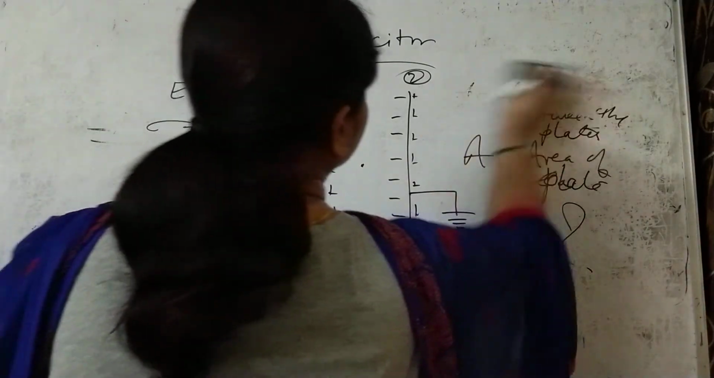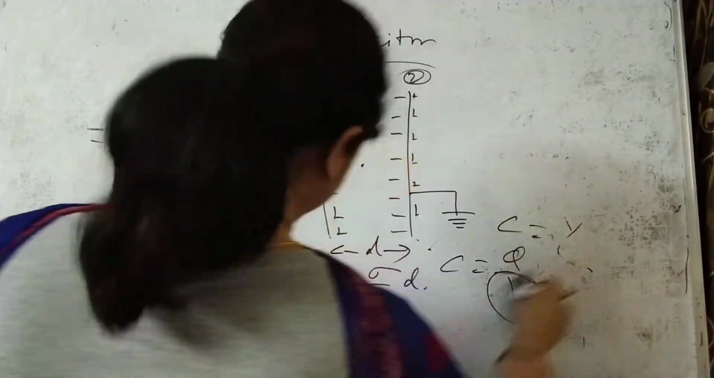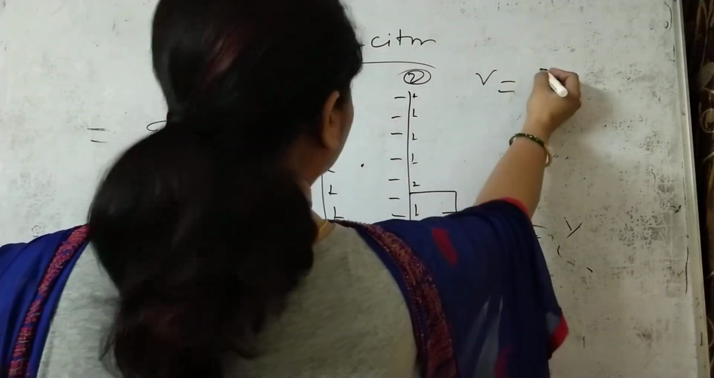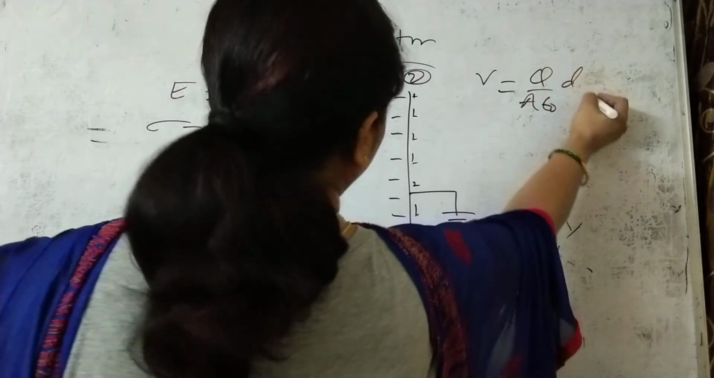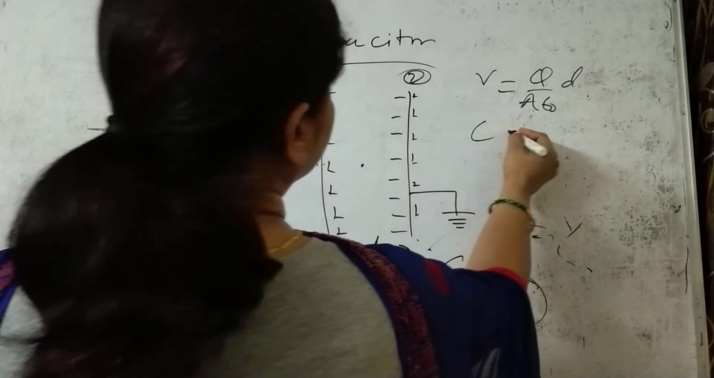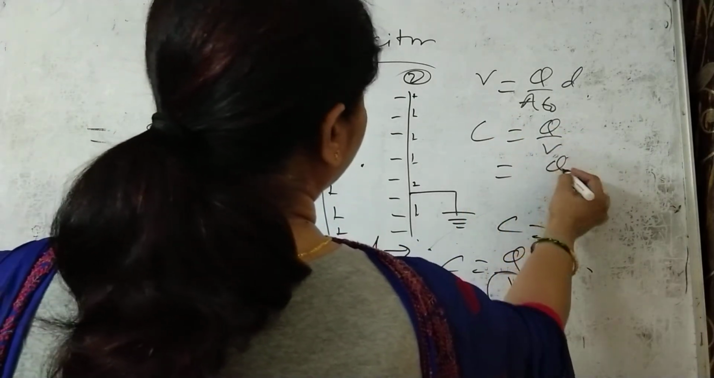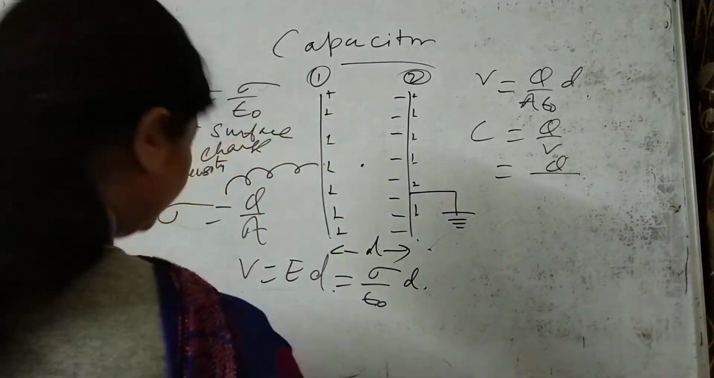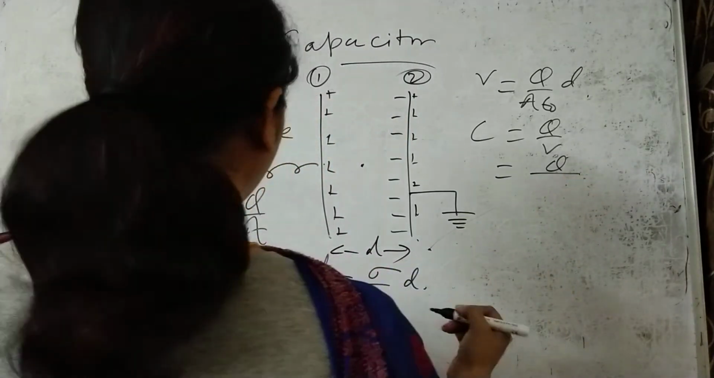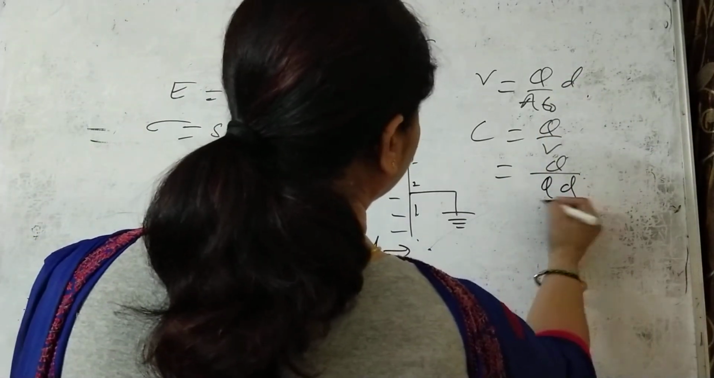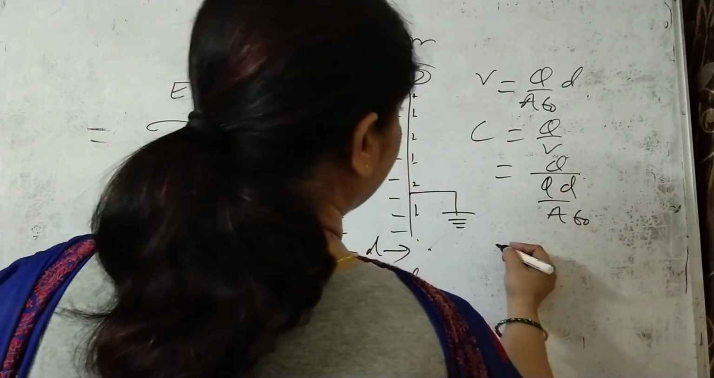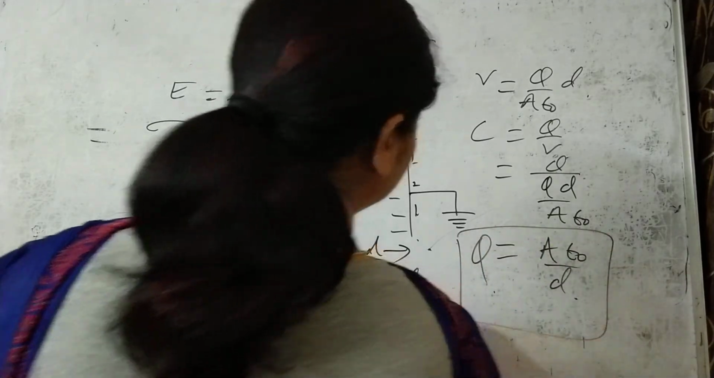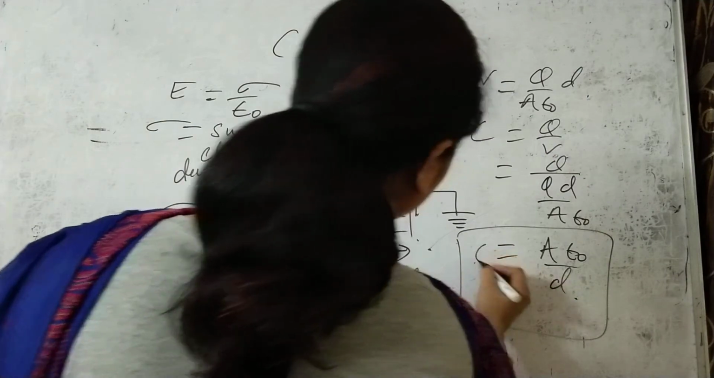I'll just wrap this side so that I can write. So sigma is Q by A. So we have V equals Q by A epsilon naught into D, that is, Q D by A epsilon naught. So let us substitute in the final equation. C is equal to Q by V. What we got for V is Q D by A epsilon naught. So Q is cancelled out. This is A epsilon naught by D. This is the value of the capacitance of the capacitor.